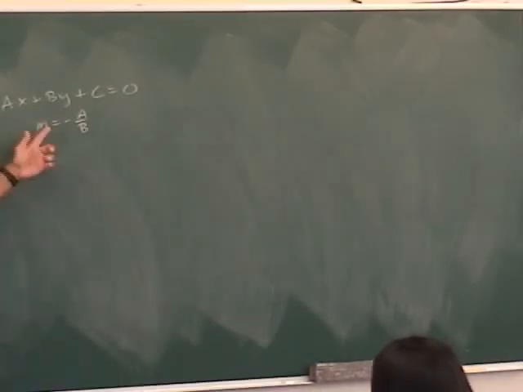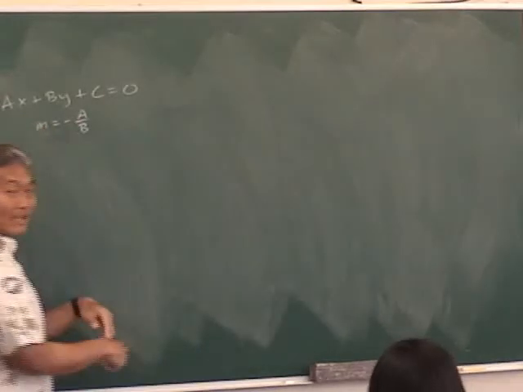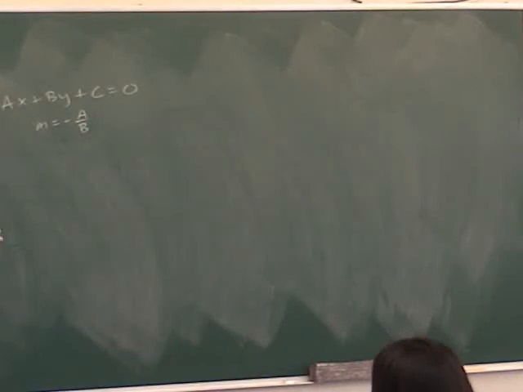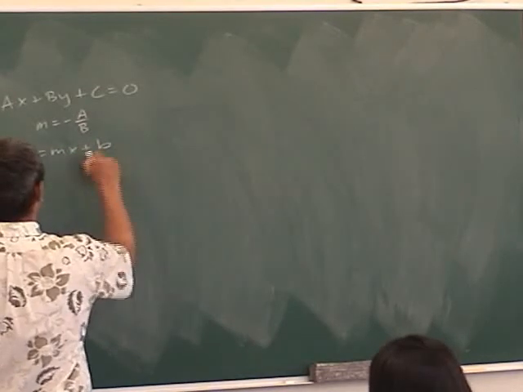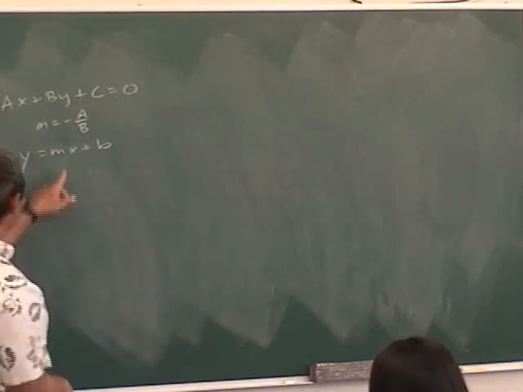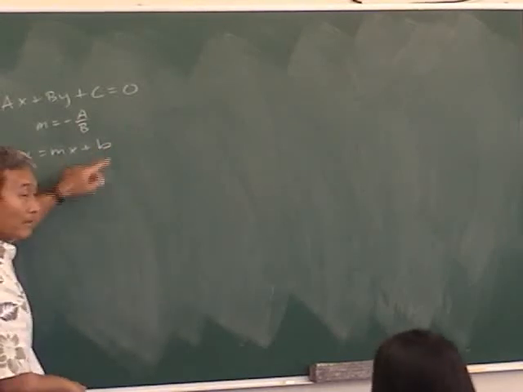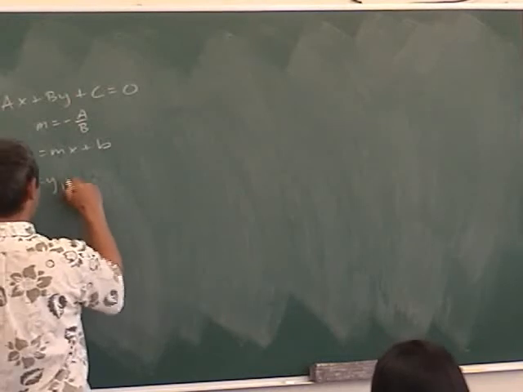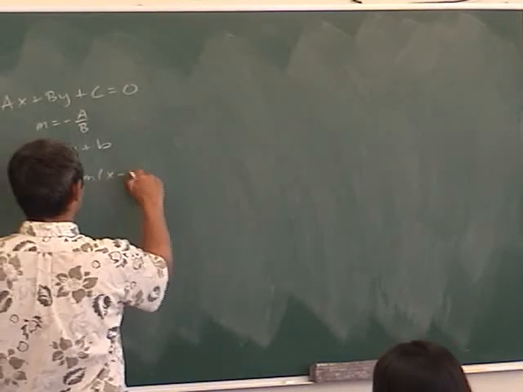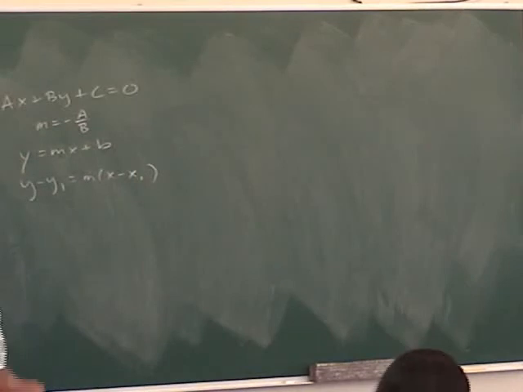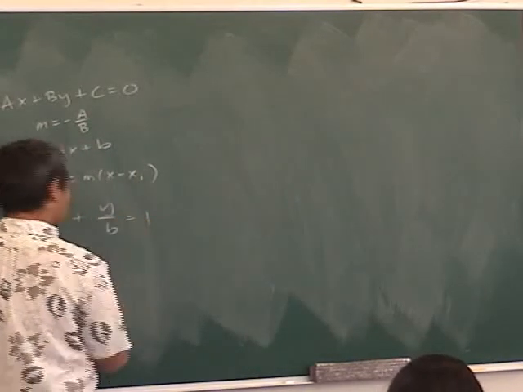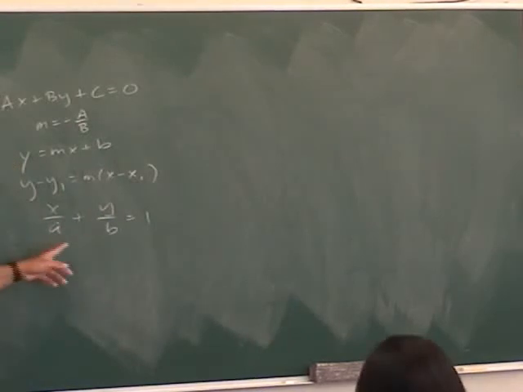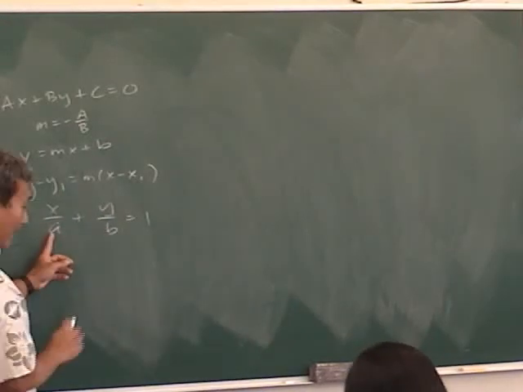If you solve for y, like if you move this on this side and then you divide by the B, you get negative A over B, right? But you just know it. What form is this? y = mx + b. Slope-intercept, because that's the slope and that's the y-intercept, right? What form is this? y - y1 = m(x - x1). Point-slope form. And then what form is this? x/a + y/b = 1. Intercept form. If a line is written in this form, a is the x-intercept and b is the y-intercept, right?